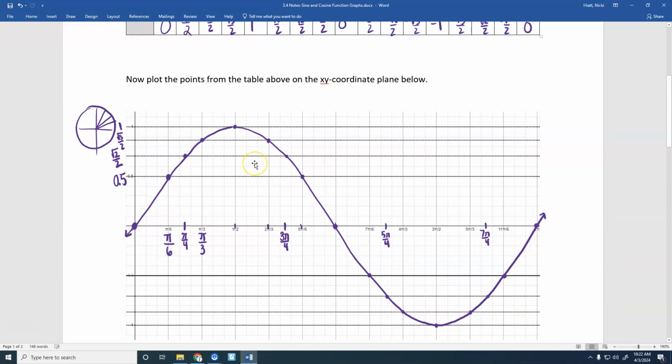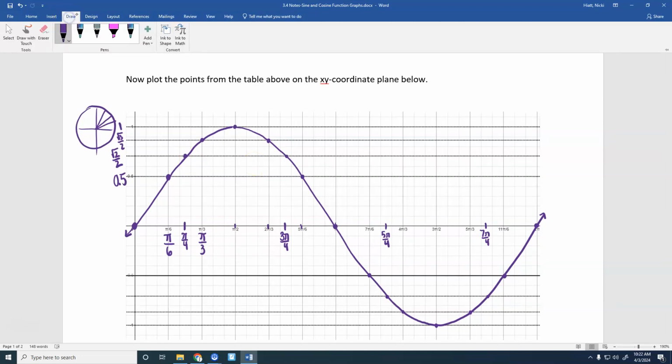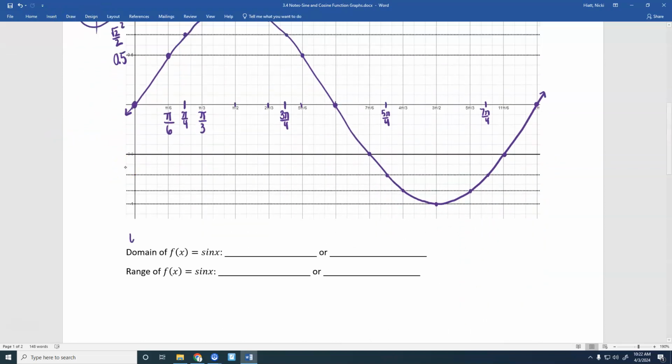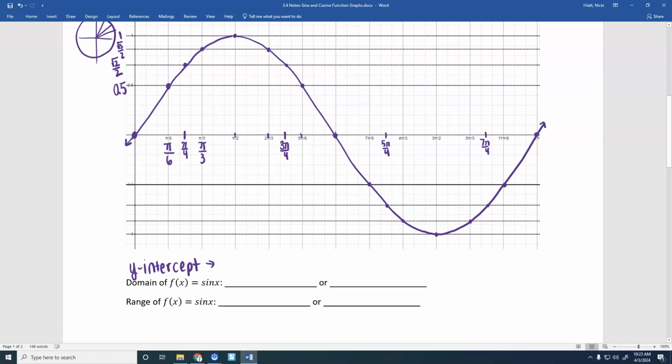Now let's talk about a couple things about this graph that we've got here. So this graph for sine, some important things to notice about it. I should have added this on here. Let's add it in. What is our y-intercept for this graph? Where does my graph hit the y-axis? 0. The y-intercept is at (0, 0). That's important because it's going to be one of the few differences between sine and cosine.